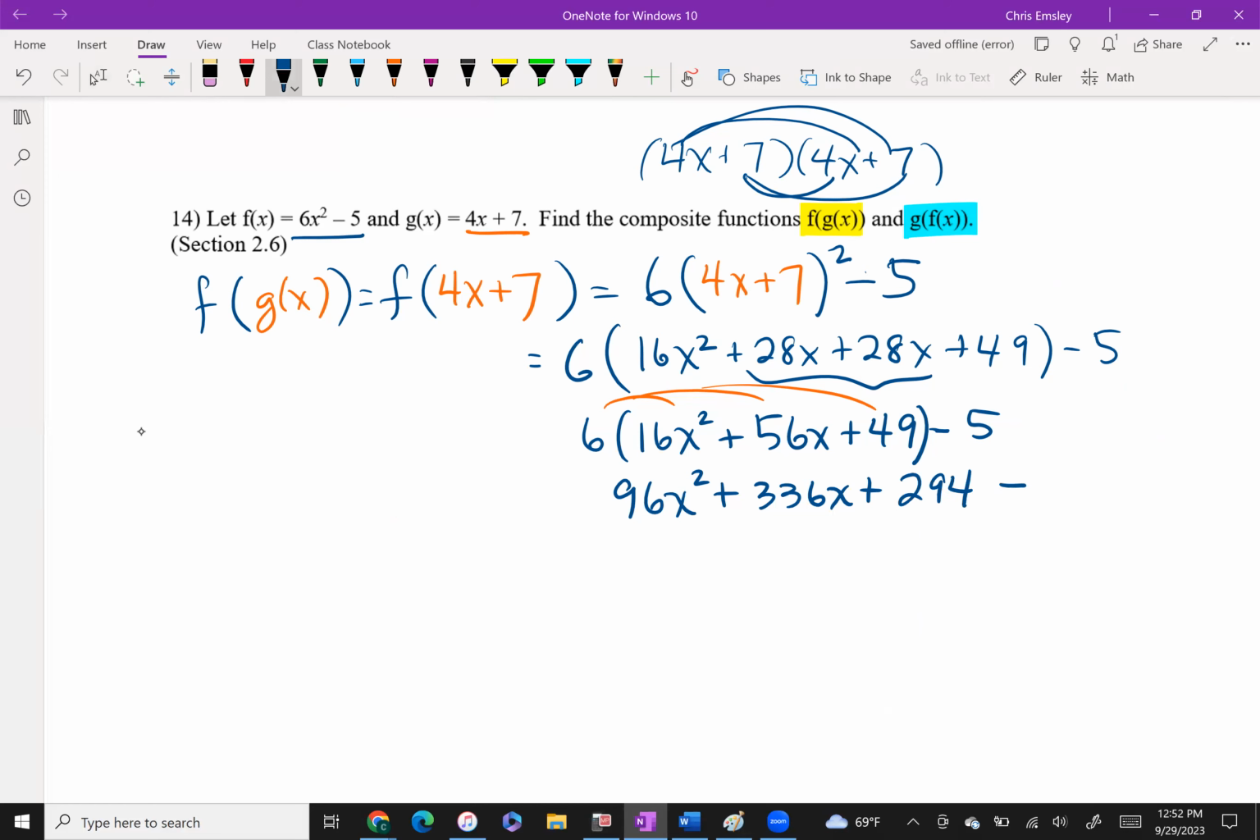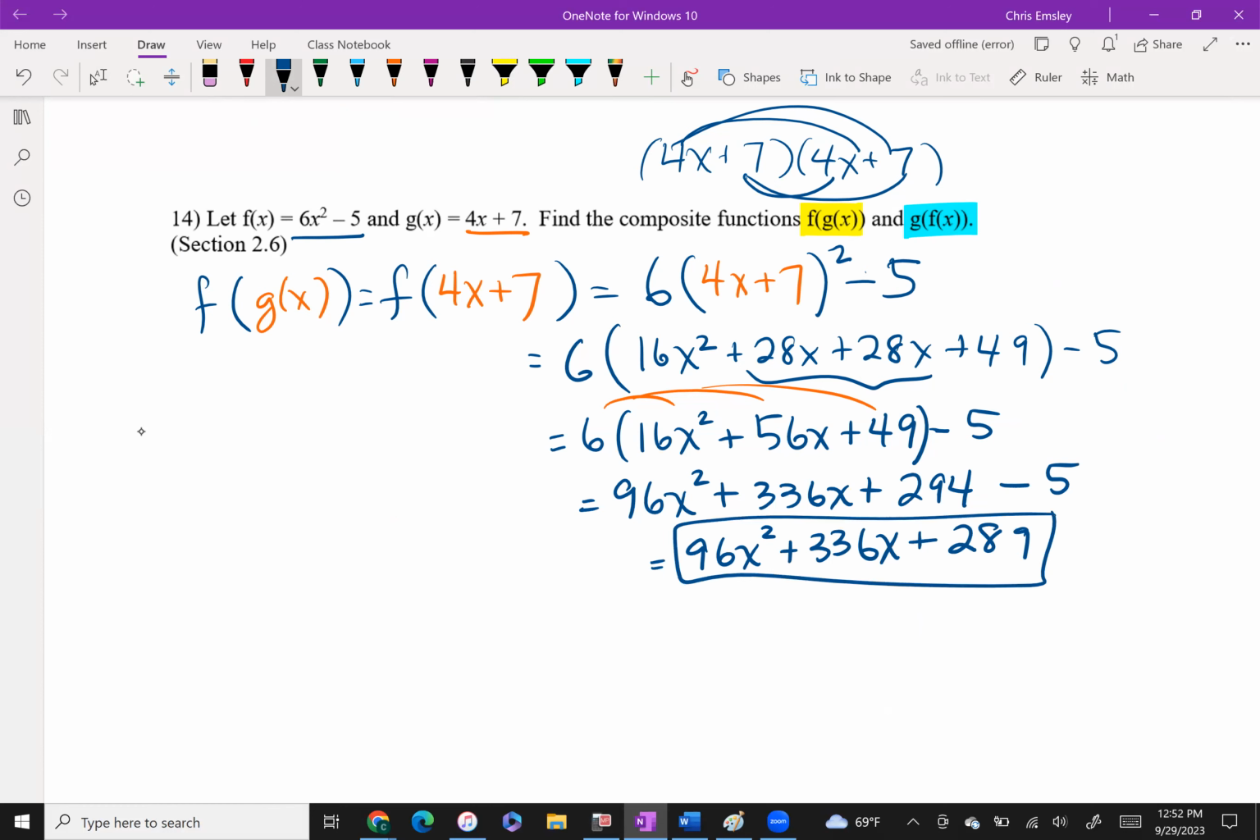Don't forget we have that little minus 5 hanging on at the end. So we do want to make that final step of go ahead and combine those constants at the end. Those are our like terms. 96x squared plus 336x. 294 minus 5 would be positive, what, 289. There is our first composite.